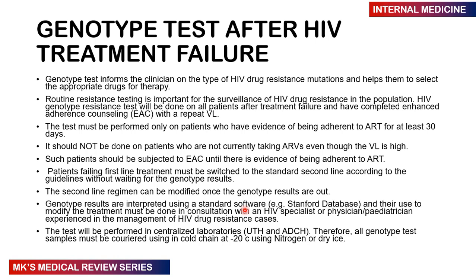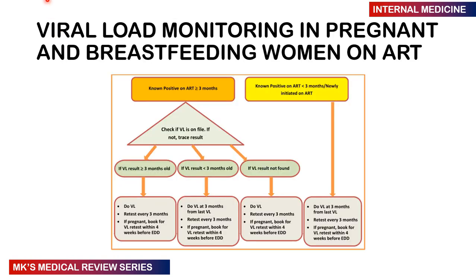UTH actually does this, and so on. All genotype test sampling must actually be carried out using a cold chain. So it should be kept at minus 20 degrees Celsius using nitrogen or dry ice. It should not go above this, it should not go below this, because the virus will be rendered ineffective. Then what's the viral load monitoring in pregnant and breastfeeding women?